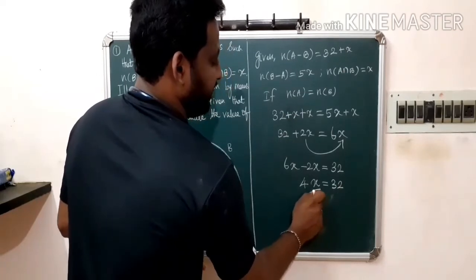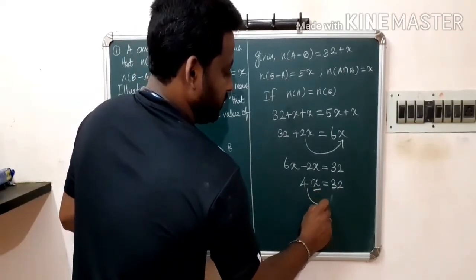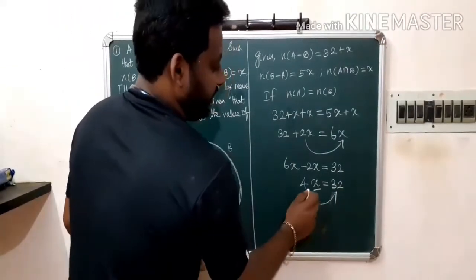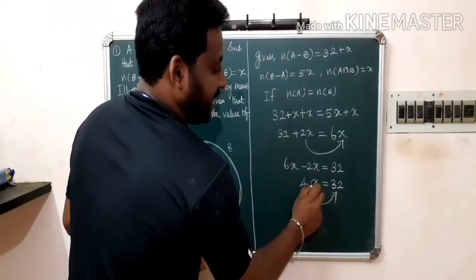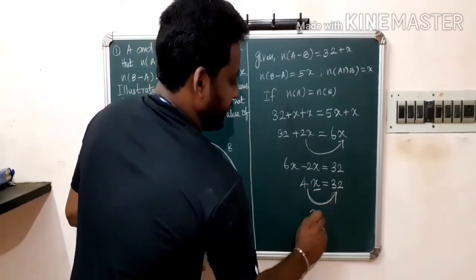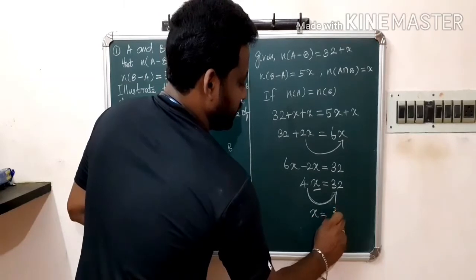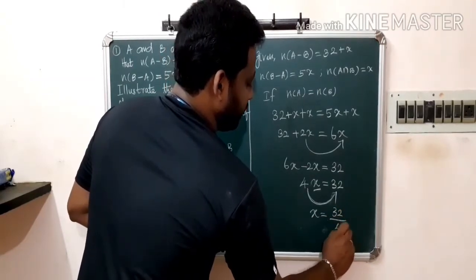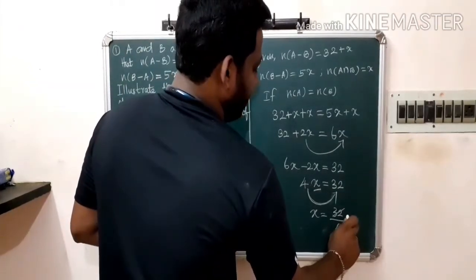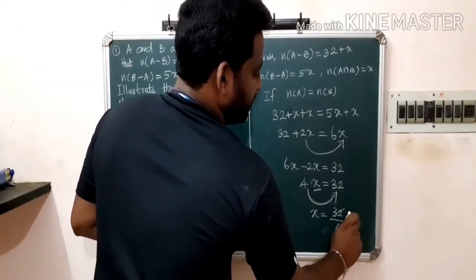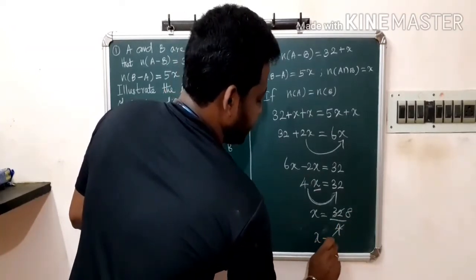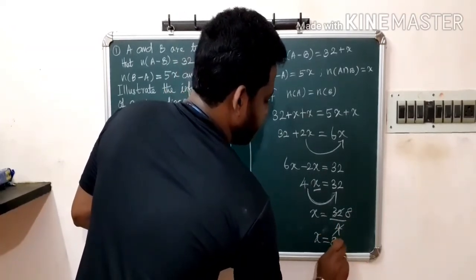Here we have to find out the value of x. So 4 should come to this side. If 4 is multiplied with x, multiply will change into divide. So x is equal to 32 divided by 4. How many 4s are 32? 8 4s are 32. So x is equal to 8.